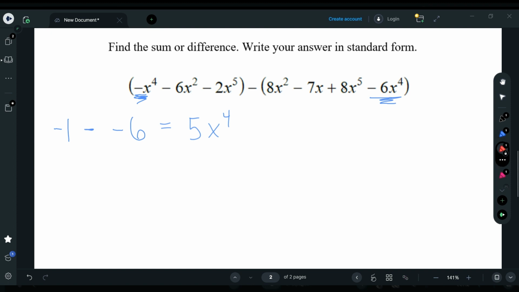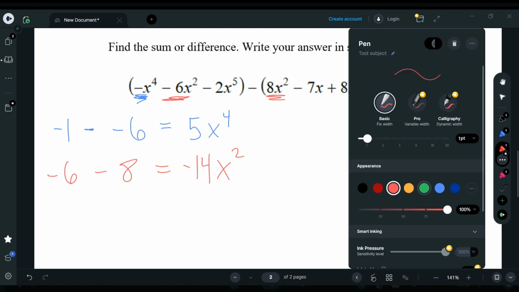All right, let's go to our next term here. So here we've got x squared. All right, that's this term. Let's see. Over here, do we have x squared? Yes, we do, right there. So these are the two terms we're going to combine. Let's subtract the coefficients. So negative 6 minus 8. Negative 6 minus 8 is a negative 14. Those were x squared terms. This is going to be an x squared term.